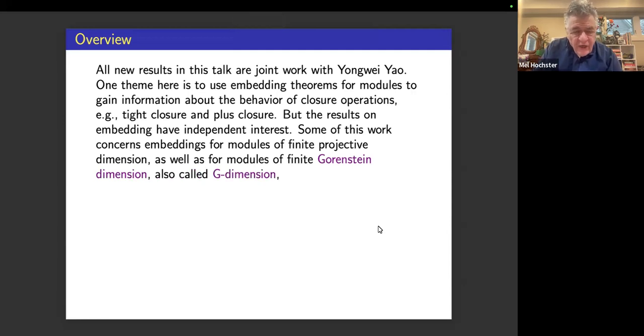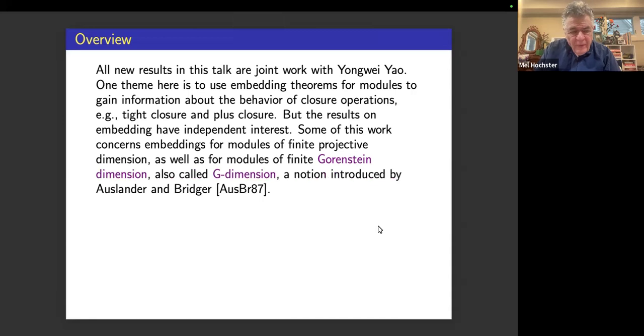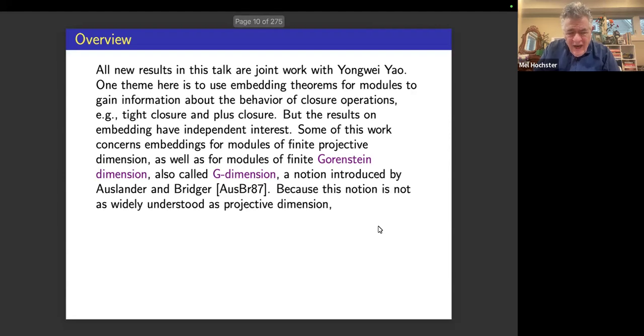I should say, in their original paper, Auslander and Bridger only talk about G dimension. They never say what G stands for, but everybody assumes that they had Gorenstein in mind, or at least a lot of people assume it. I don't think this notion is as widely understood as projective dimension. I checked with Carl, and I don't think anybody's spoken about finite G dimension in this seminar. I'm going to talk about some of its basic properties.